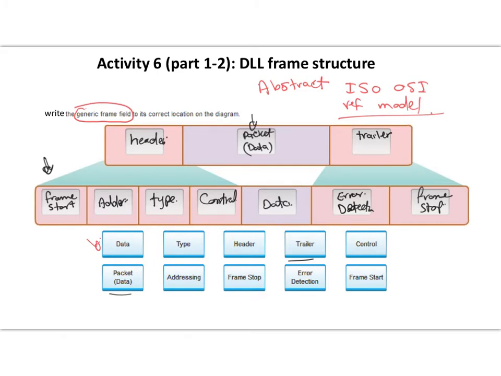Why in the data link layer or in the MAC sublayer, but it does not exist in any other layer? It does not exist in any other layer. So why specifically in the data link layer?